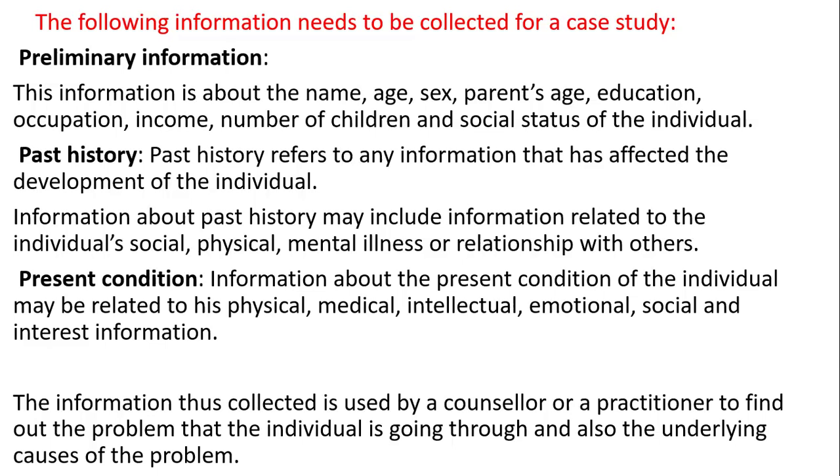The basic information like age, sex, parents' age, education, occupation of the parents, income, number of children in the family, what is the social status of the child with the others. Then past history. Past history means whether he has taken any medicine, whether he was suffering from any psychological problem, right?